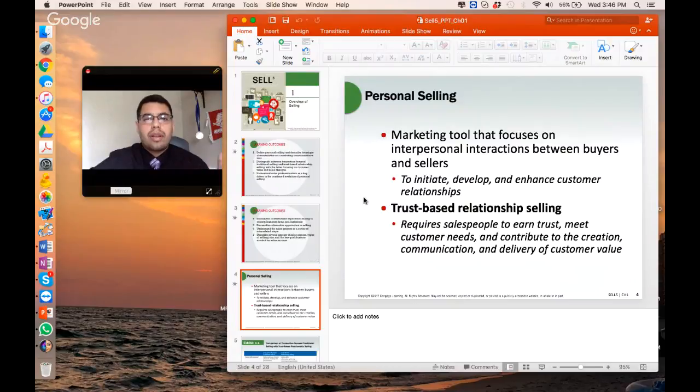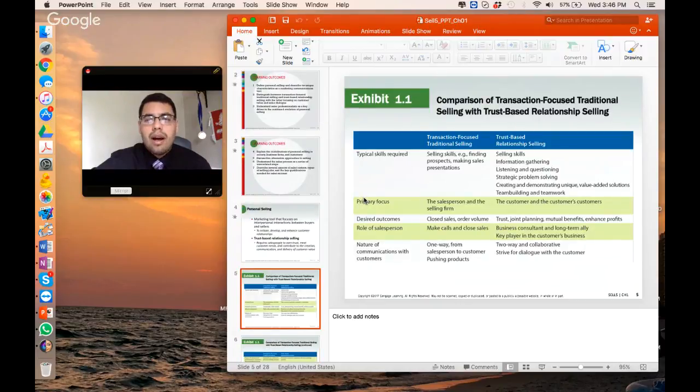Now, this is where the book kind of shows you what's the difference in this type of personal selling. Trust-based relationship selling requires salespeople to earn trust, meet customer needs, and contribute to the creation, communication, and delivery of customer value. I myself, guys, know very well about this course. I am a real estate broker, and I deal with a lot of selling techniques. In this case, a lot is based on trust. Absolutely. So this chart in your book exhibits comparisons between transaction-focused traditional selling and trust-based relationship selling. They're very long.